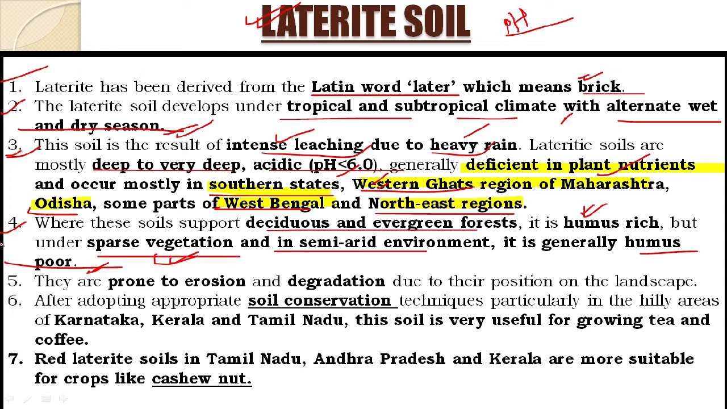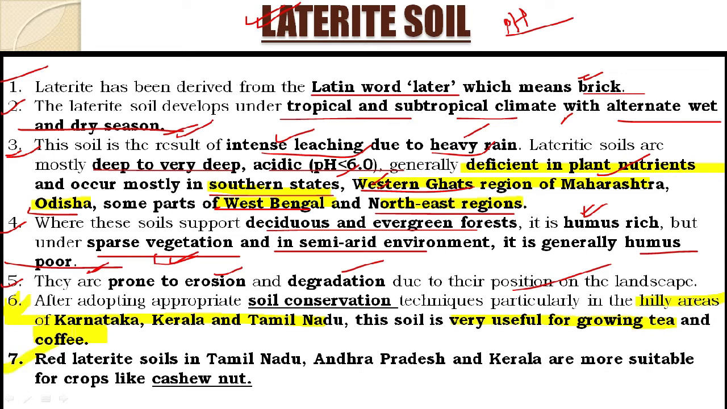Clear? Therefore less fertile. Come to number 5, they are prone to erosion and degradation due to their position on the landscape. So these soils are more prone to erosion and degradation. Let us see the point number 6. After adopting appropriate soil conservation techniques, particularly in the hilly areas of Karnataka, Kerala, Tamil Nadu, this soil is very useful for growing tea and coffee. Okay, so one more important aspect of this soil is that it supports coffee as well.